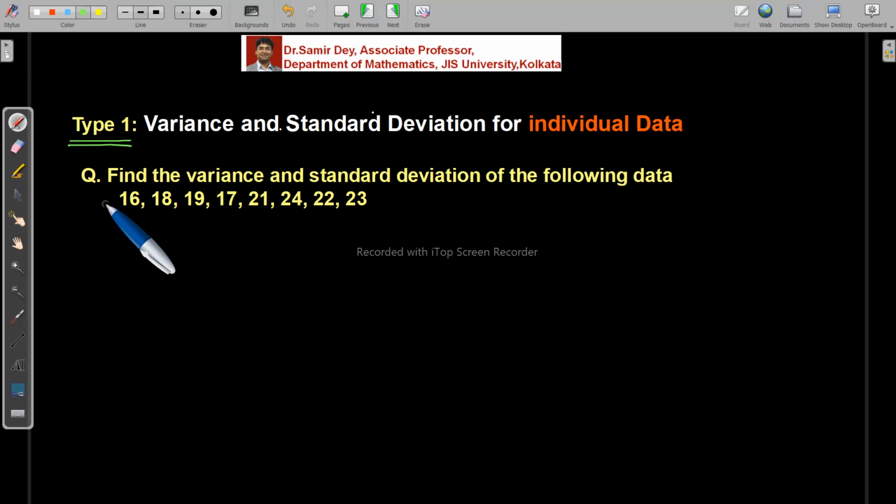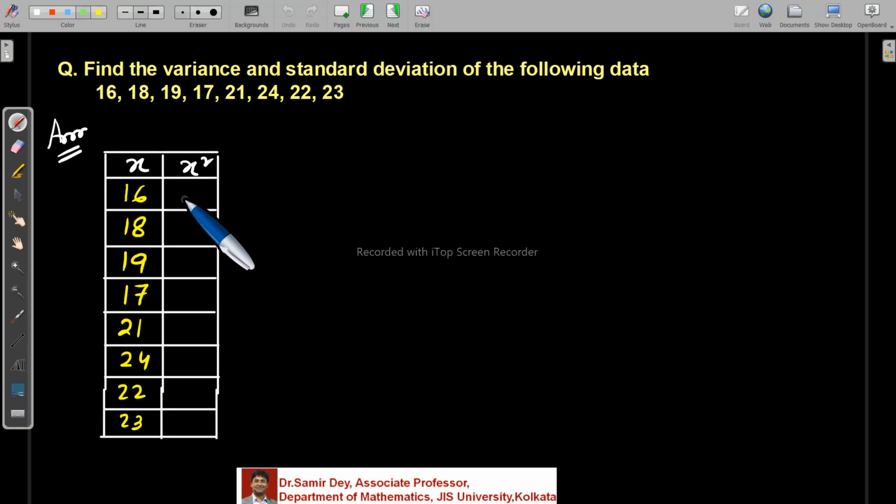Now the question is, here I have considered one question. Find the variance and standard deviation of the following data. Suppose you have this data set. Now after getting this data set, what do you do? You have to create this column and calculate this column. Now your requirement is x square. Why is it required? Already you know the formula for variance.